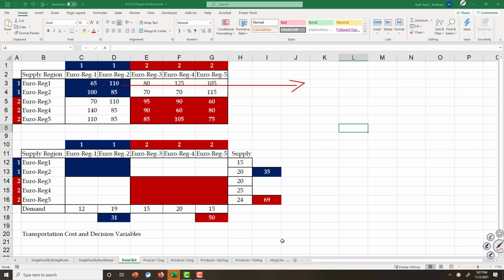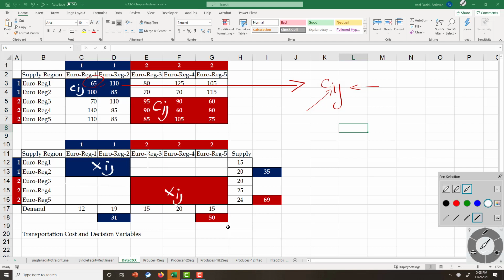distribution center. Cost per unit of product, per pallet, per container, per unit of product. We refer to them as CIJ, cost of transportation per unit of product from origin I to destination J. CIJ, and then we have our decision variables, XIJ. How many units from this origin to this destination?